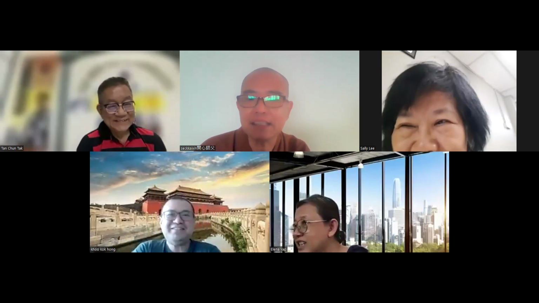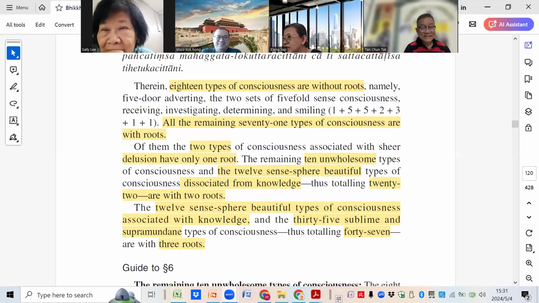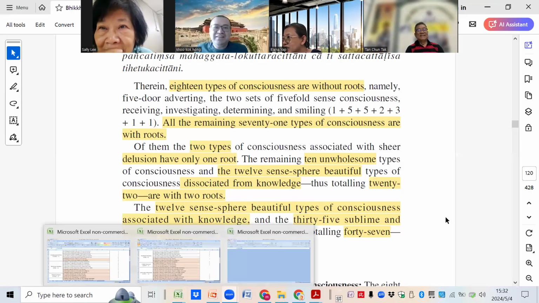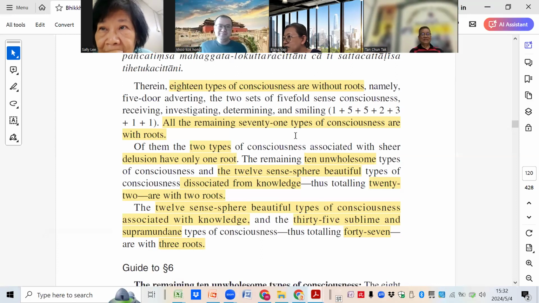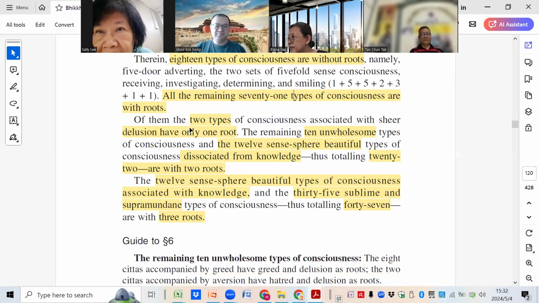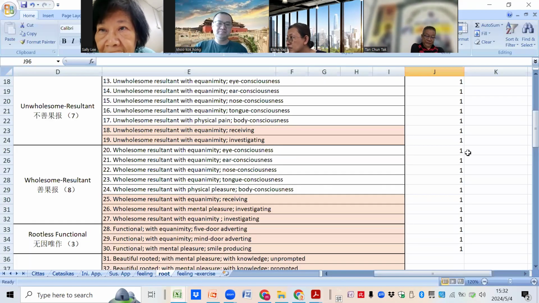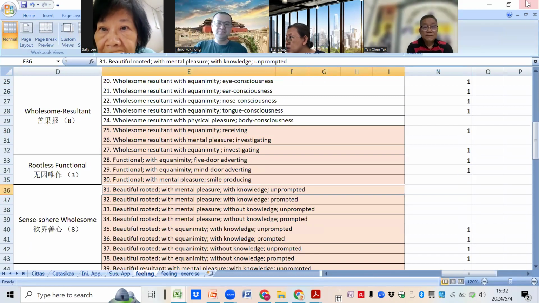So this is the 18. Okay. Never mind, I just continue. So you have to make sure you go back and do your own work. Then you see we got 2 types, only 1 root with the delusion. Let's take a look. We got 1 root only. So let me close the other one. This one we close it.